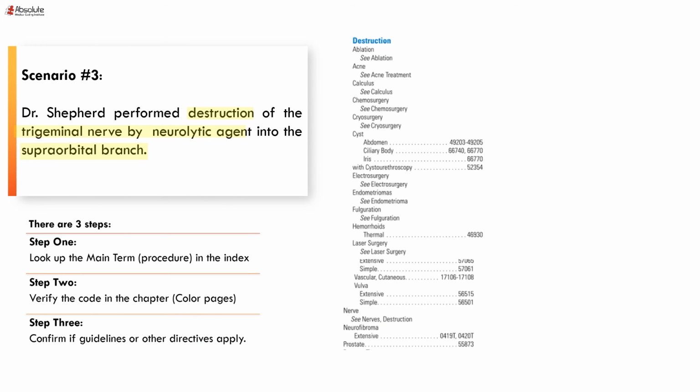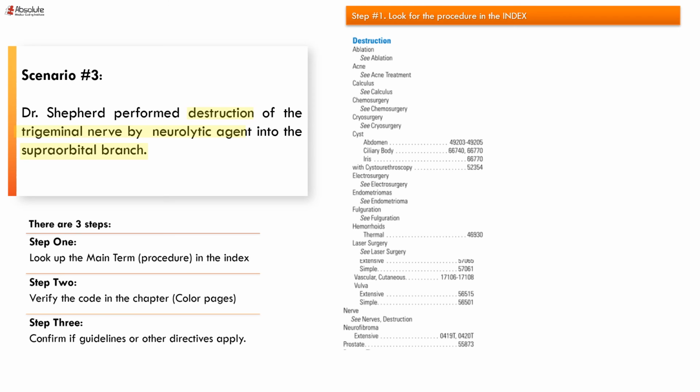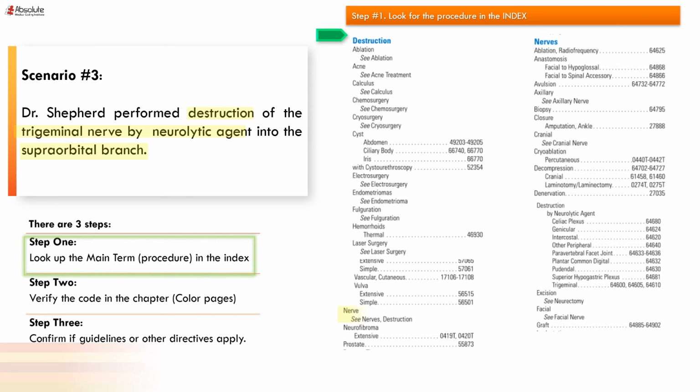Okay, so following the 3 steps in looking up the CPT code, we're going to look up the main term or the procedure in the index. And for this scenario, I already highlighted it right here. The procedure is destruction, where, in the trigeminal nerve. So we're going to look that up in your index where you can find destruction. Go down to nerve. And then look, it's very interesting because underneath nerve, it has a direction where it says see nerves, destruction. Now, all you need to do, coders, is follow that instruction.